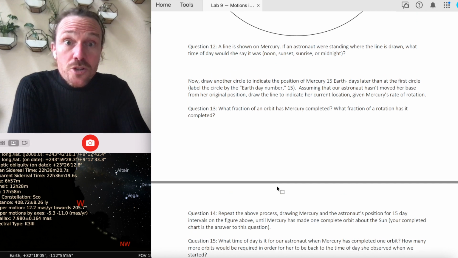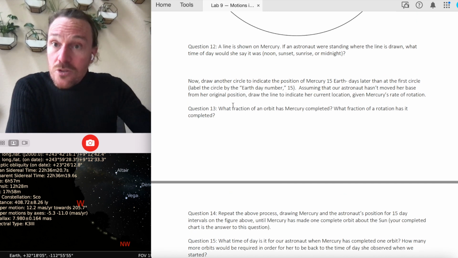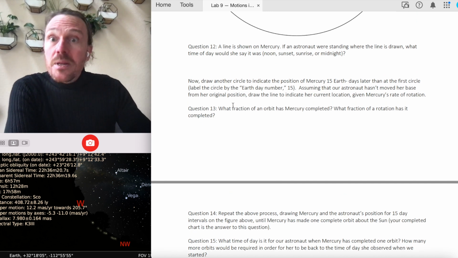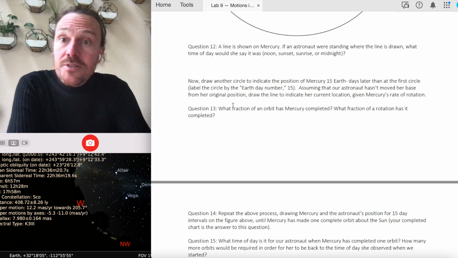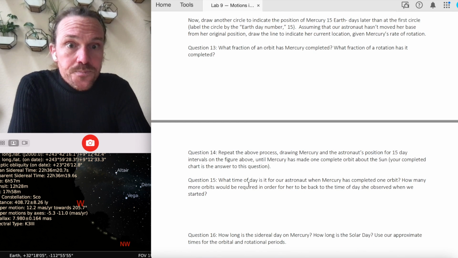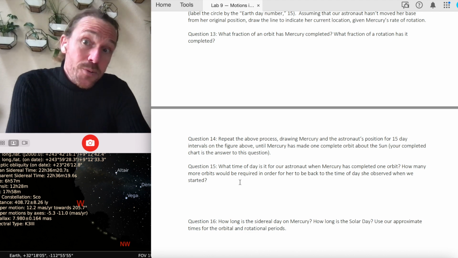And what are you filling in? Well, like it says above, you're drawing in those locations and labeling how many, or what fraction of a day they are, and so on. Okay, of a Mercury day, Mercury year.